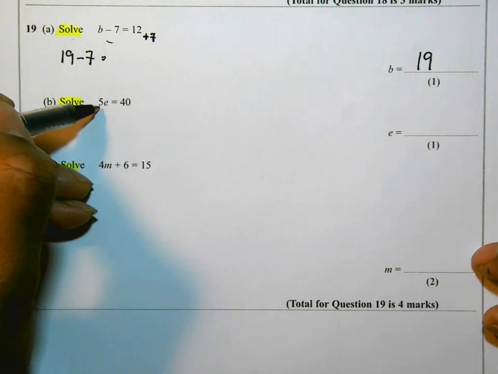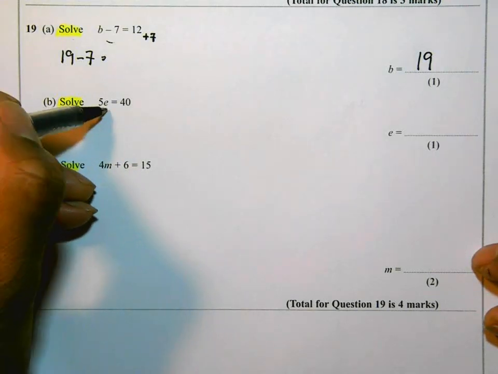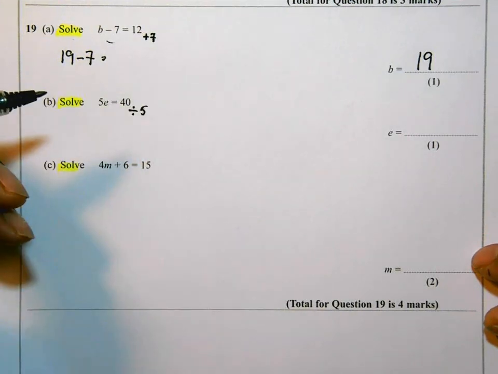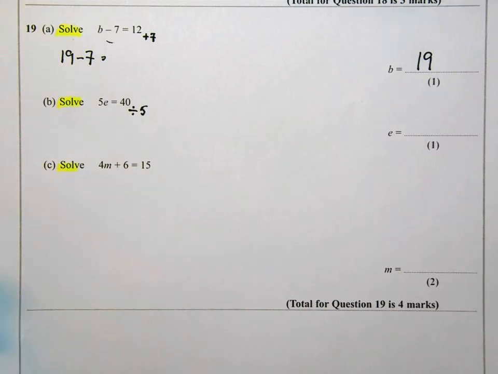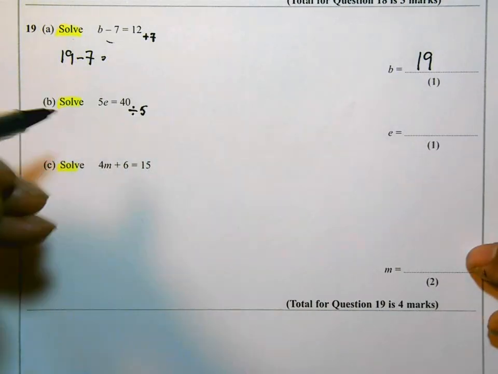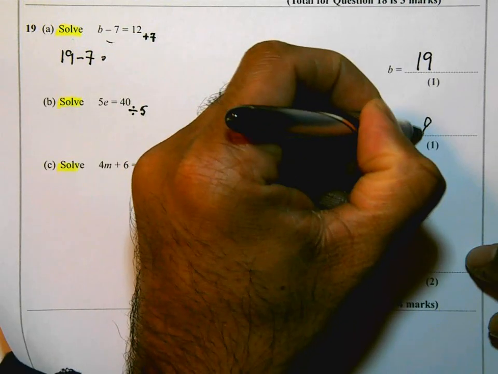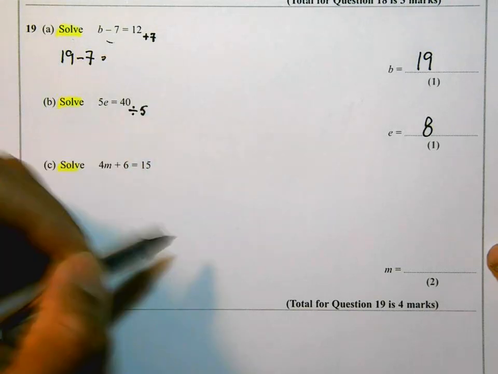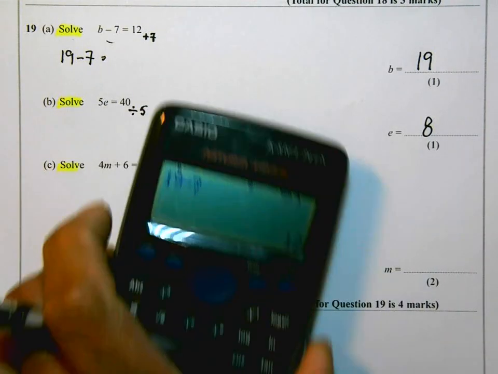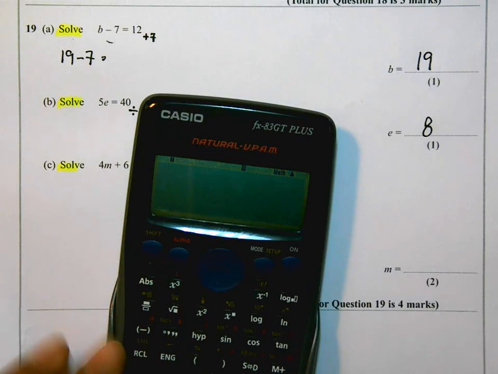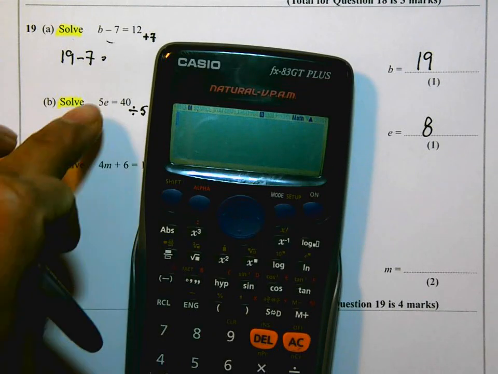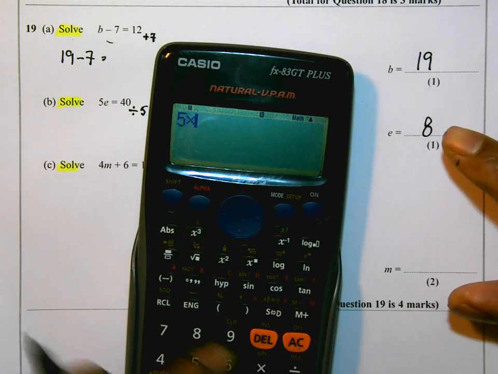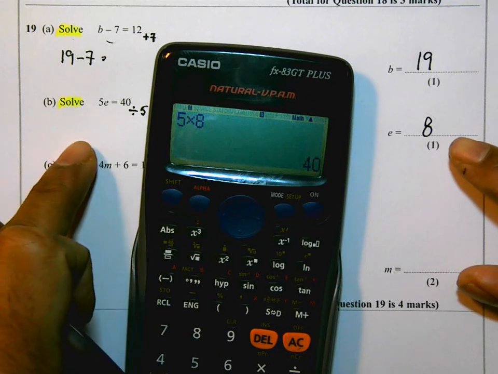This here means 5 times E. What's the opposite of 5 times E? Divide by 5, right? The opposite of timesing by 5 is dividing by 5. 40 divided by 5, I know that that is 8. I could check my answer, so I'm doing the original equation, which is 5 times E, and if E is 8, 5 times 8 equals 40, and yep, that shows it's correct.